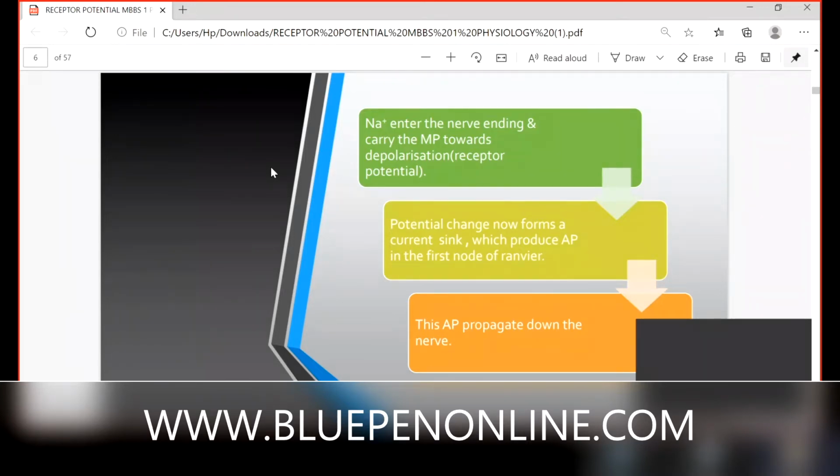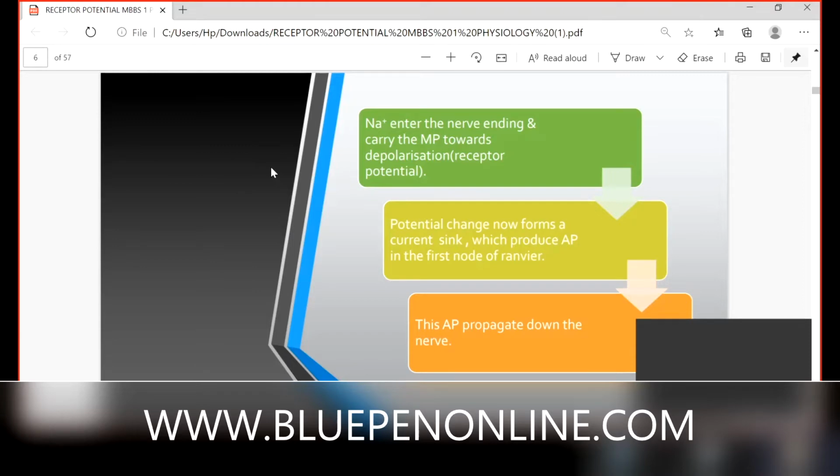So here it will carry the membrane potential towards depolarization. That depolarized membrane potential is known as the receptor potential. Now this potential change forms a current sink which produces an action potential in the first node of Ranvier. Now this action potential will then propagate down the nerve.